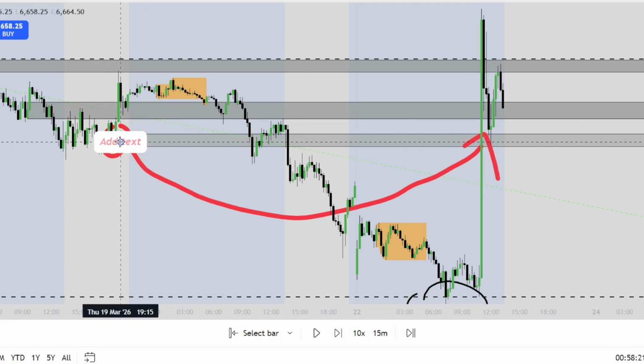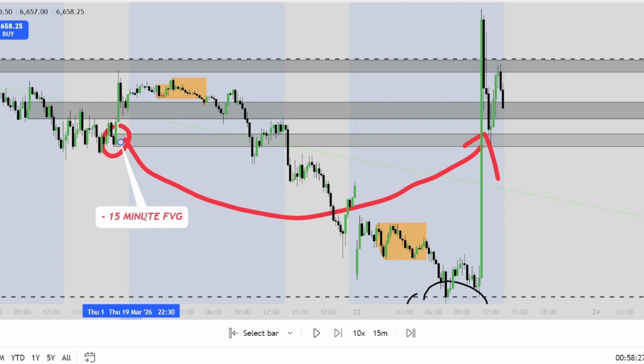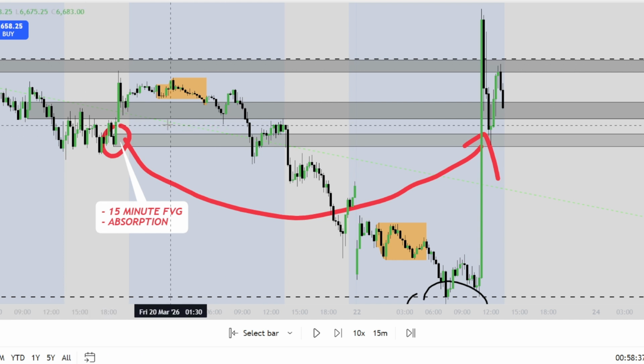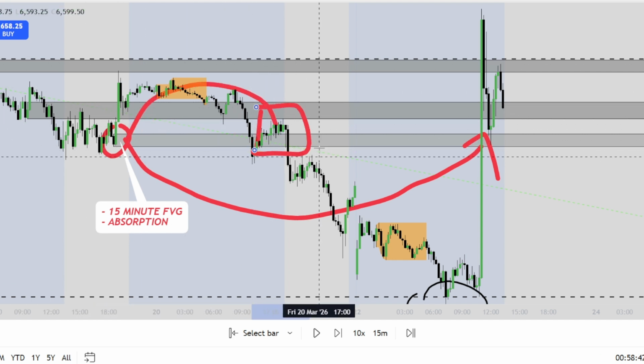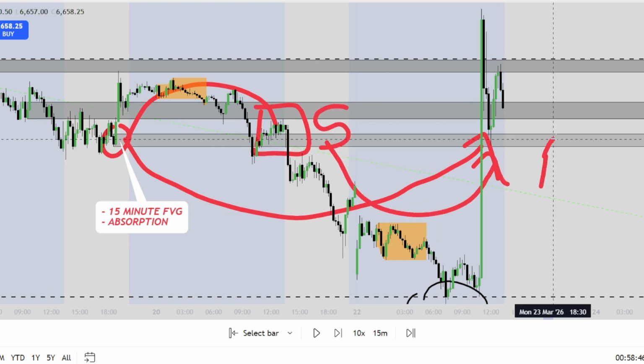A couple of things I look for, right? What we're looking for here is a 15-minute fair value gap, and we're looking for proven areas of absorption. So this is where you need the footprint charts. Why the footprint charts become important, and why it is the main topic for this video, is that you need to understand what was going on here. Footprint charts were very active here. We saw the absorption of sellers, and today we saw the absorption of buyers. So this is very important.